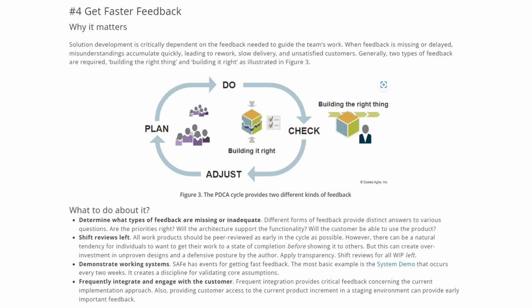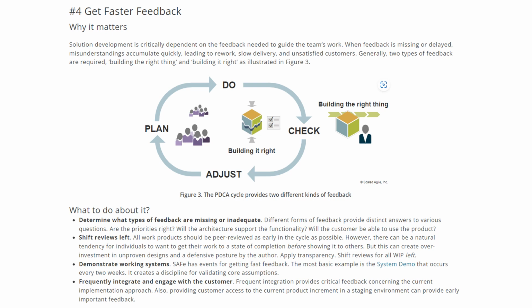Generally, two types of feedback are required. One is building the right thing, and the second is building it right. Right? That's represented in the picture of the PDA cycle. What to do about it? How do we apply this in the team flow?